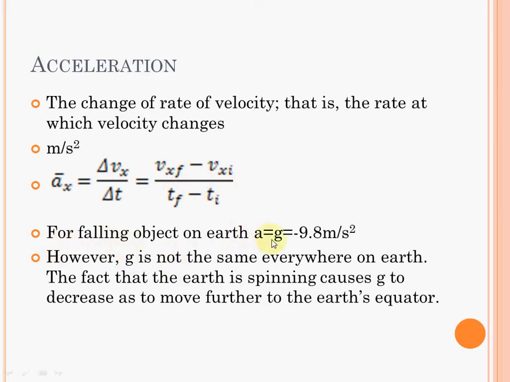For falling objects on the earth, it is negative 9.8. That is only an average value. It is not a true value for all parts of the earth. The earth is rotating, which causes the gravitational constant to be different at different spots. So when we talk about acceleration, think gravity as well, because gravity is a force that needs acceleration to be a force. So we call this the gravitational constant. This is not gravity, it's a gravitational constant. I already talked about it, it's not the same everywhere on Earth.